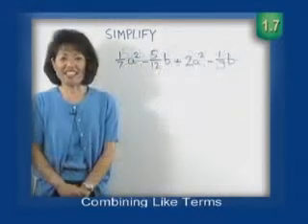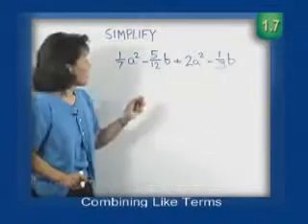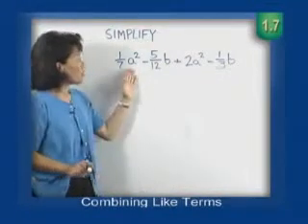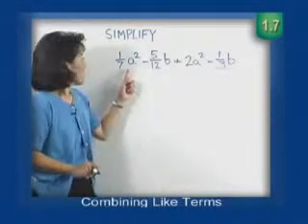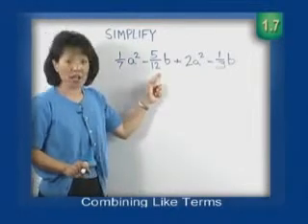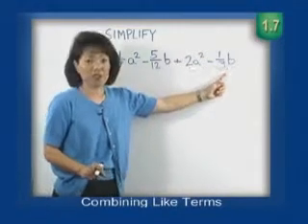Let's look at our next example. Here we're going to simplify this long expression. Remember, we're keeping our eye out for like terms. Like terms, remember, are those that have the variable portion that's exactly the same. We have 1/7 a squared minus 5/12 b plus 2a squared minus 1/3 b.